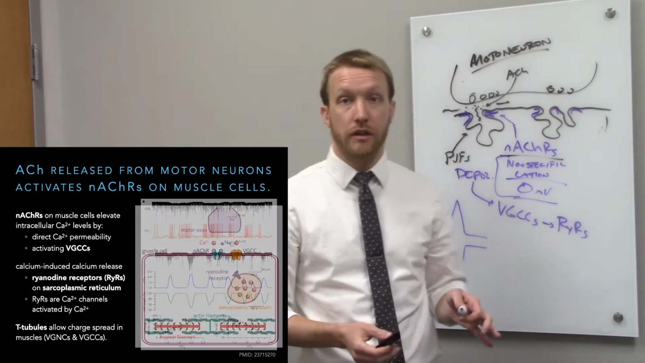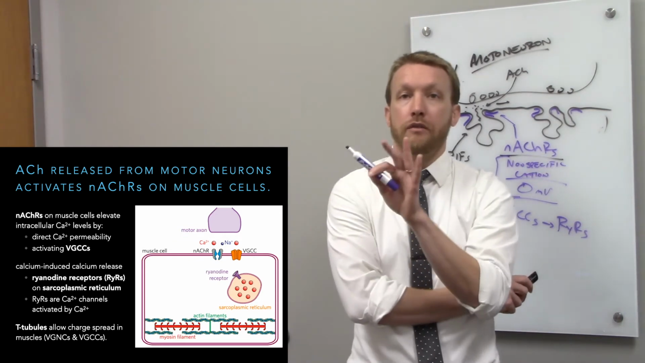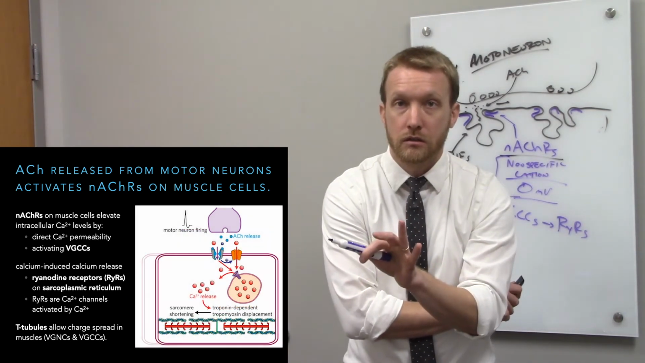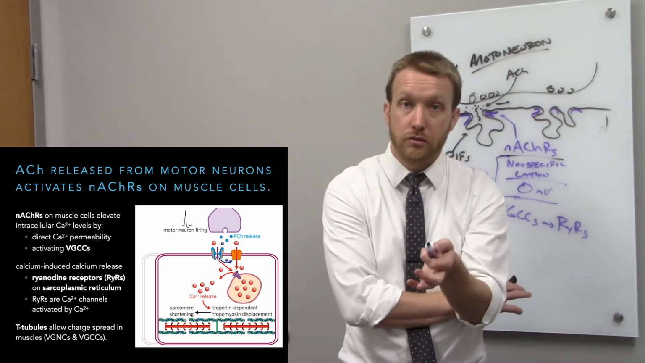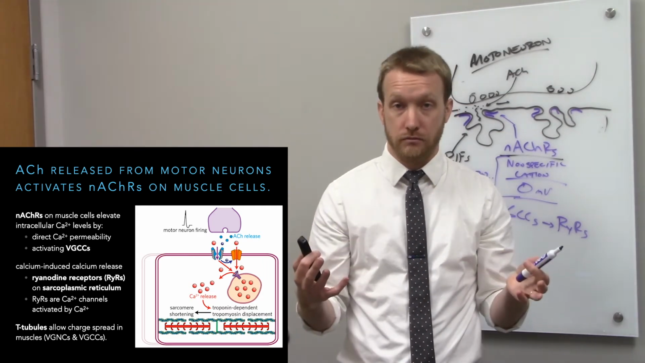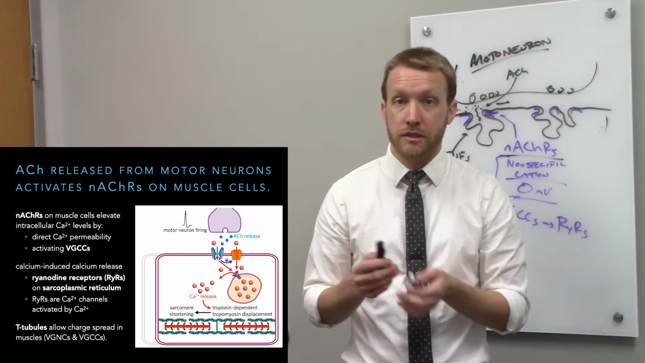Rather than me draw all that here, I've made a cartoon for you. So we have input from a motor neuron. That's going to be acetylcholine. That stimulates nicotinic acetylcholine receptors that cause depolarization. Depolarization stimulates that orange voltage-gated calcium channel.